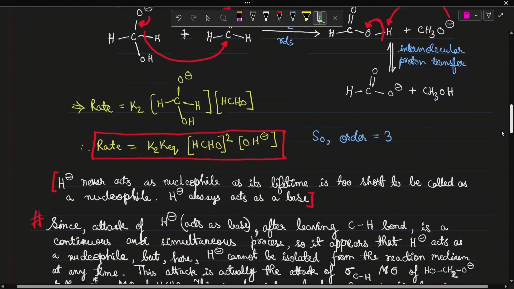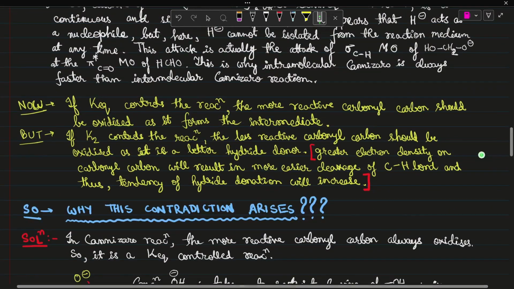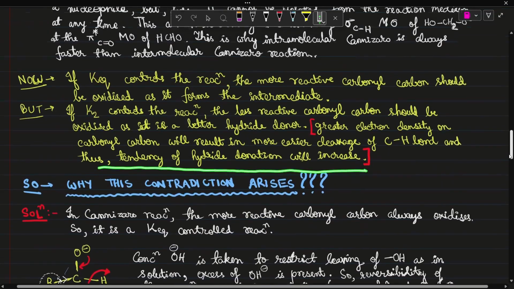So what happens is, greater electron density on the carbonyl carbon will result in easier cleavage of the CH bond, and thus the tendency of hydride donation will increase, as I said.